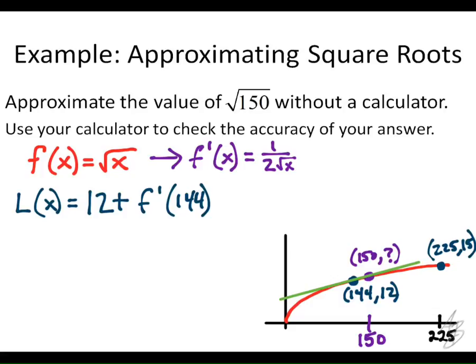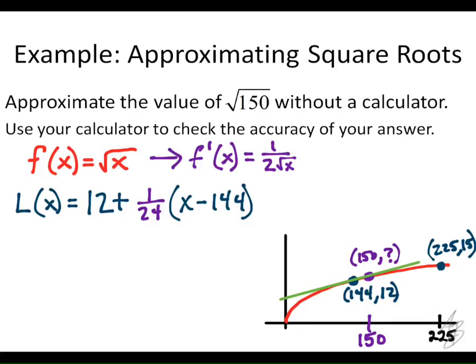Okay. I'm going to kind of assume from here on out that you know how to take the derivatives at least. So what is the derivative then at 144 going to be? 1/24. Yeah, it's going to be 1 over 2 times the square root of 144, or 1 over 24, times x minus 144.